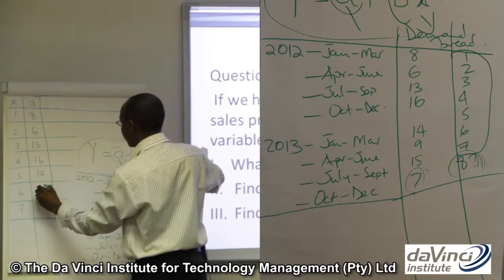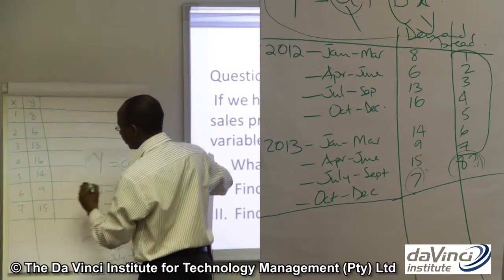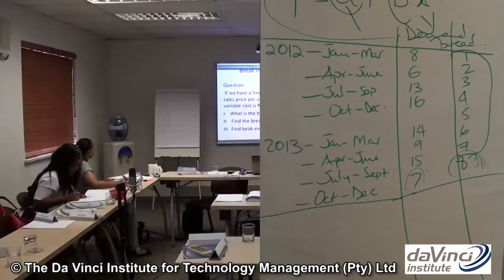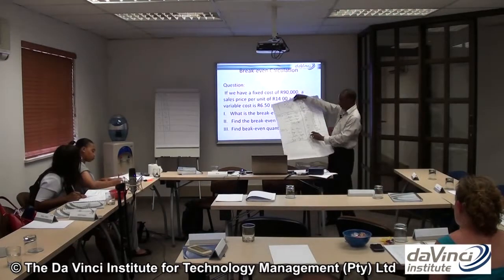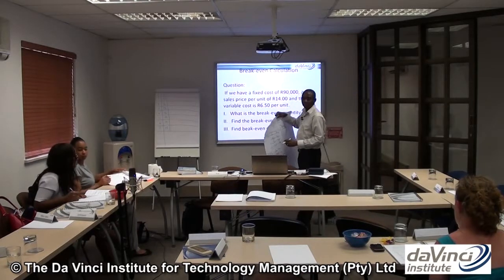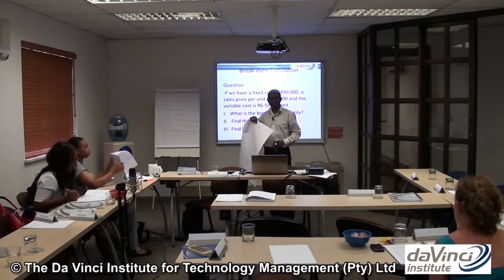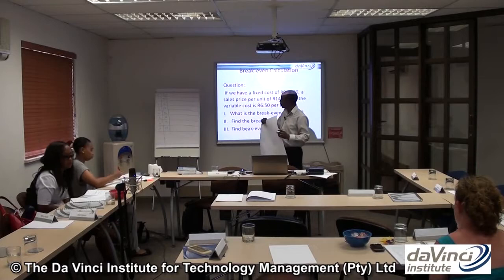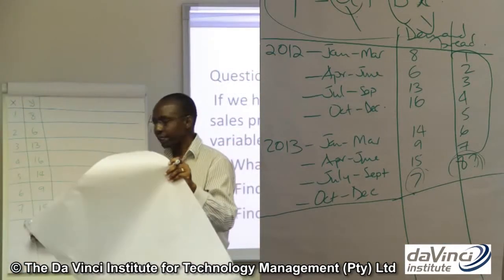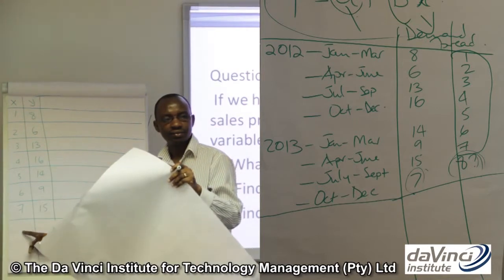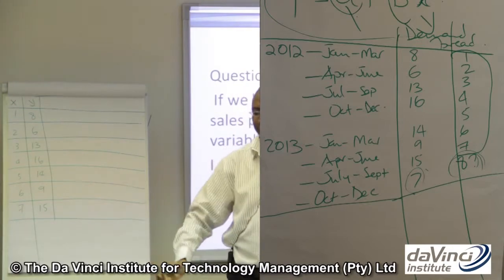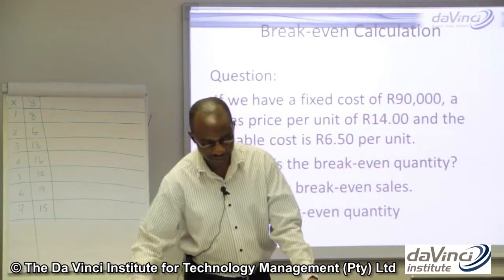We've got 8, we've got 6, we've got 13, we've got 16, we've got 14, 9, 15. Okay. Why aren't you putting number 8 there with the question mark? Number 8, because we don't have a value. We are going to work it out. We've got to work it out. And what variable would that be? It will now become number 8.